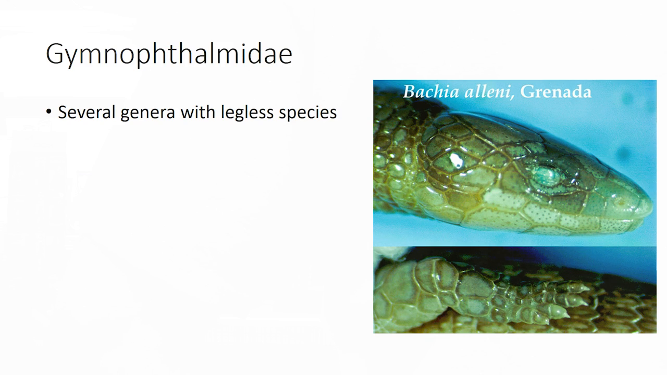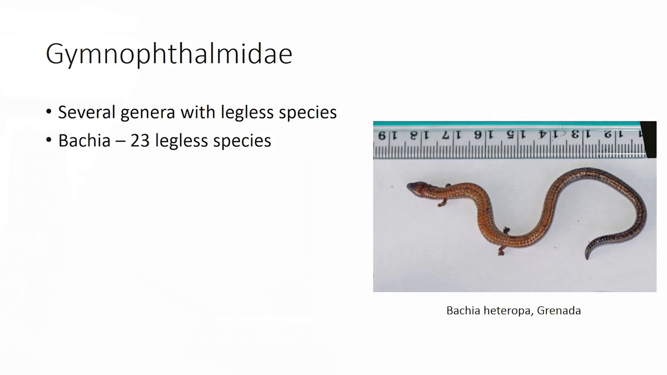So this one right here, Bachia alleni and Bachia heteropa, they're actually the same species. I think this is actually a subspecies. They're actually Bachia heteropa alleni. This was sort of mislabeled here. But as you can see, they're usually measured in millimeters. This one's only about 2.5 inches long, and because they're so small, it's really difficult to learn a whole lot about their physiology, because dissecting something that small is really difficult without damaging the internal organs.